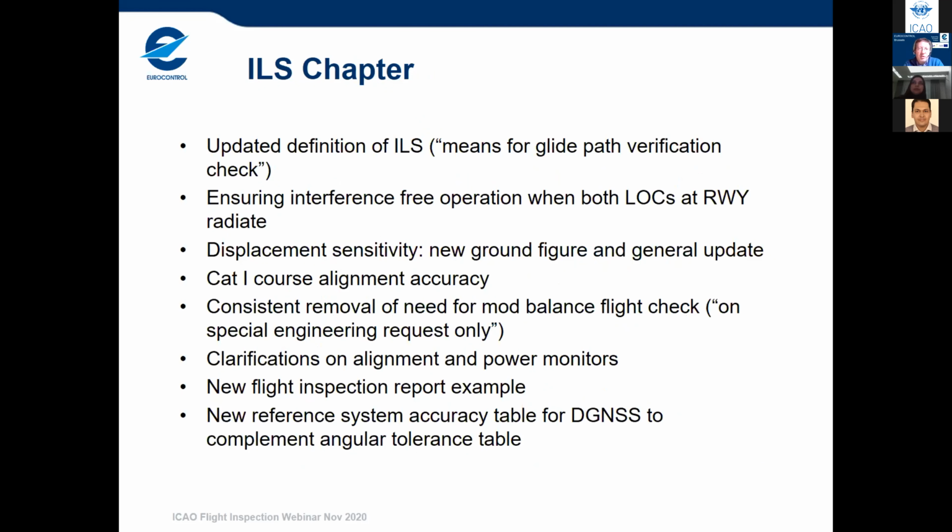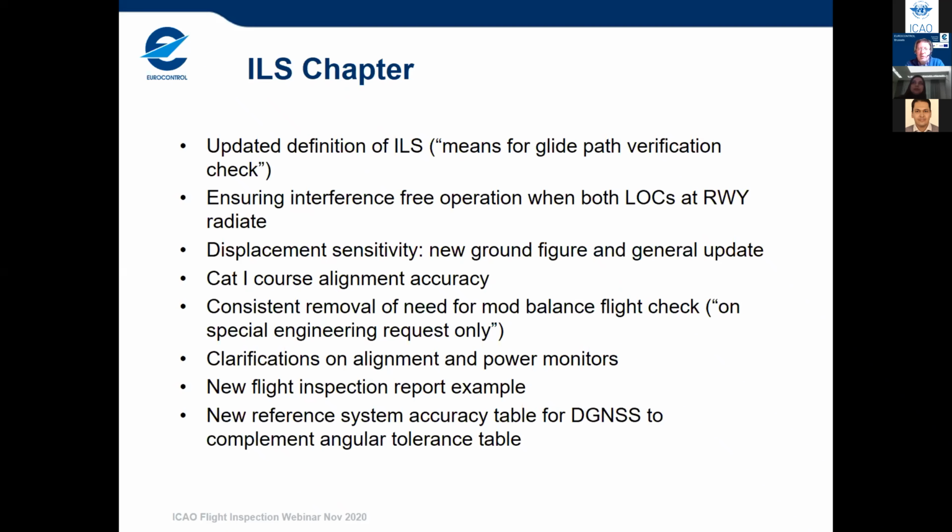On the ILS chapter, in the annex, the definition of ILS was updated. And instead of including either a marker or a DME, it now includes a means for glide path verification check. And that is normally either a marker or a DME, but it could, of course, also be GNSS or some other means. And that has also been reflected in 8071. Another important topic is the assurance of interference-free operation when both localizers at the runway radiate, as is done more and more, and also, of course, at nearby runways.